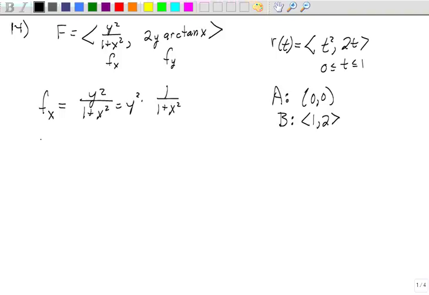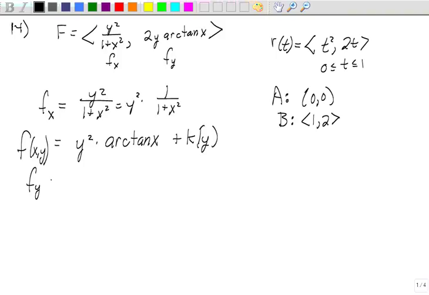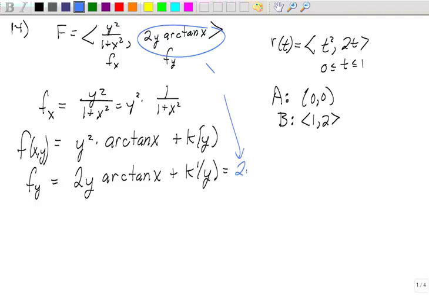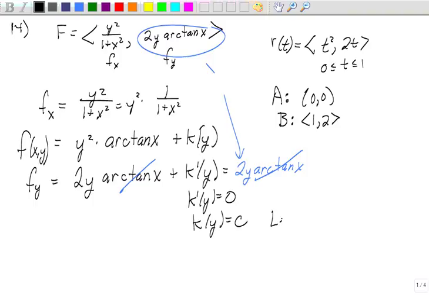We integrate that with respect to x. And so y squared is a constant. That's just the arctan x. Take the derivative, and set it equal to f of y up here. So that tells us that k is a constant. Let it be 0. We can pick it anything we want to.